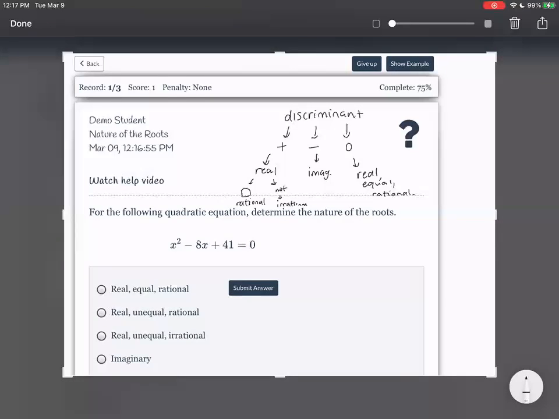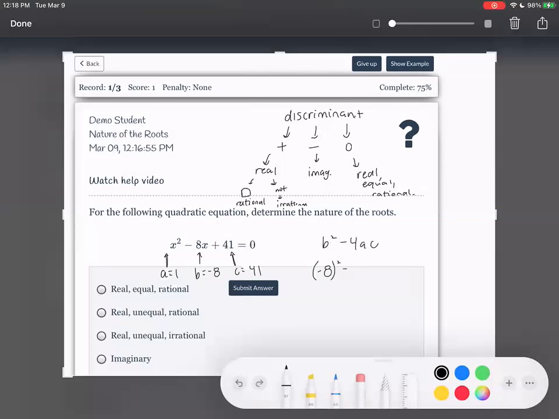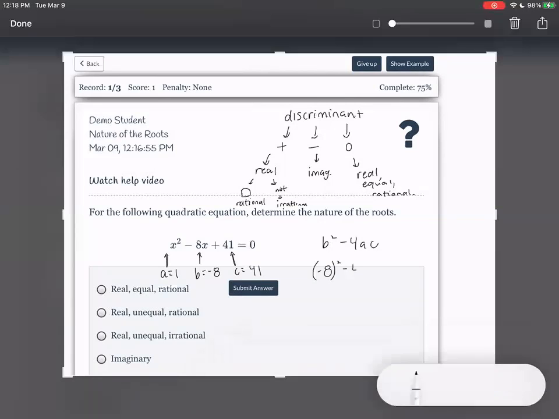Okay, so let's take a look at which branch we're going to end up at. Your A is equal to 1. Your B is equal to negative 8. I'm going to remember that negative this time. And your C is equal to positive 41. Here's your formula. Plug it in. Negative 8 squared minus 4 times 1 times 41.